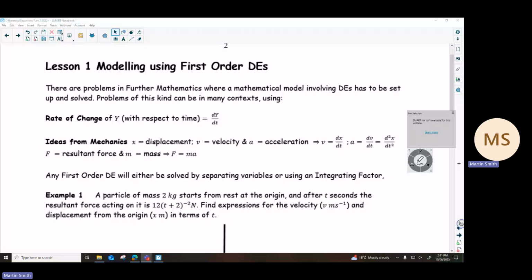Techniques for solving further maths and differential equations. In part 2, what we're going to look at is modelling with differential equations: real world type situations which can be modelled by a differential equation, which you may have to formulate and/or you may have to solve.